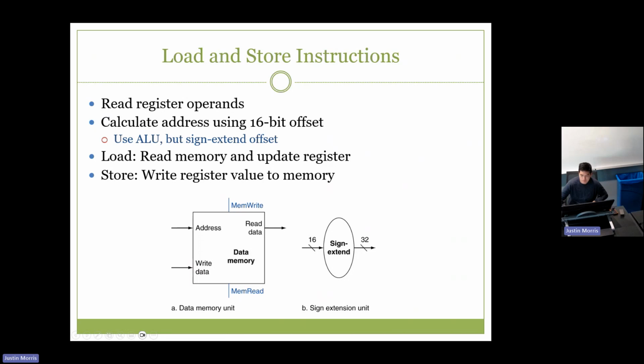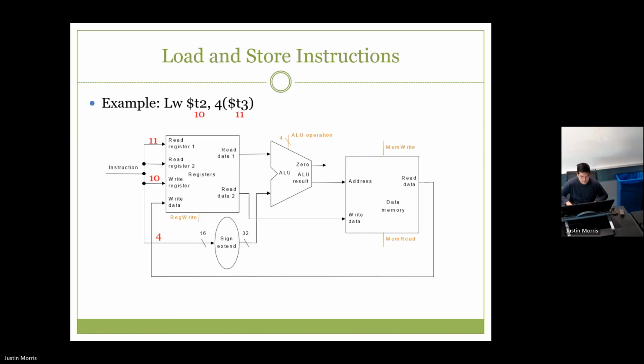Because in order for us to do the calculation of the offsets, we need to make sure that the bit width fits. So all this does is, if it's a negative coming in, it just appends ones. If it's a positive coming in, it appends zeros. Right? So here is going to be our example.